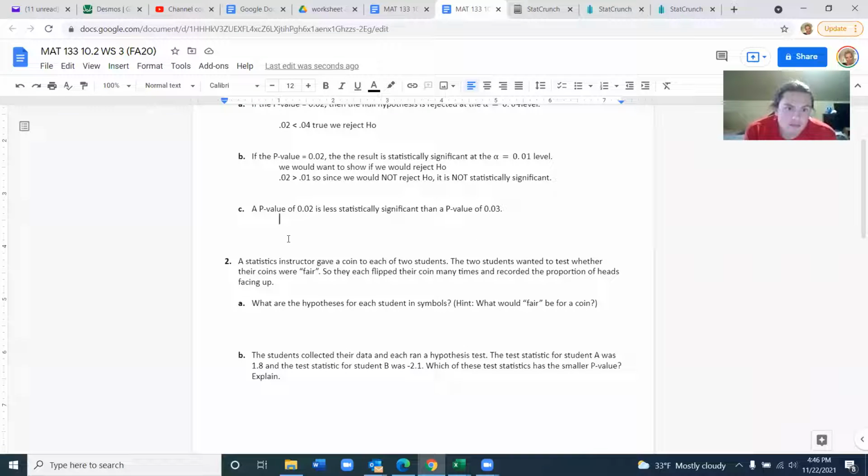So let's look at letter C. It says a p-value of 0.02 is less statistically significant than a p-value of 0.03. False. Who said false? I did. Ashley? Yes. So what is your thinking on that? Well, aren't the p-values more significant the smaller they are? We want them smaller. Okay, smaller the better.